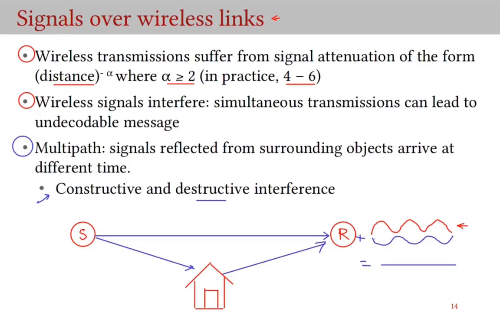So this effect of multipath is location dependent. If R moves to some other location, again there may be a situation when this destructive interference does not happen, and so this multipath causes the receiver to fail to receive signal at certain locations, and then it's able to decode the signal at certain other locations, and this is unique to wireless links.